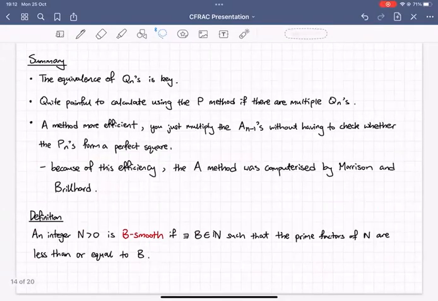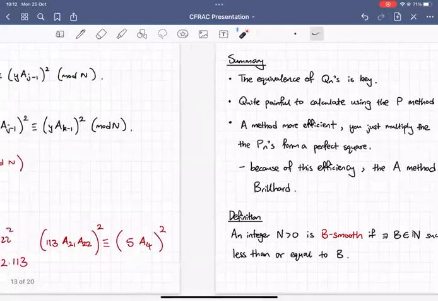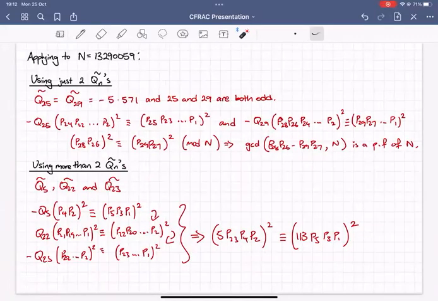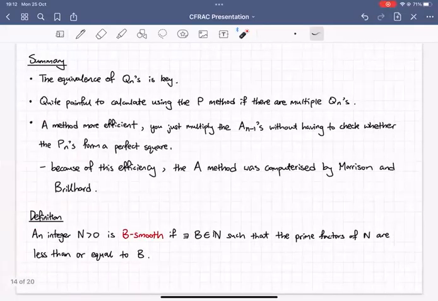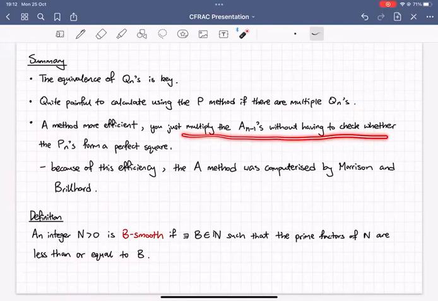So, summary, the equivalence, so that definition of them being equivalent is key. I have here something quite painful to calculate using the P method. And even if you get the congruence, you have 21 P's to calculate the product, which is quite painful. So if there are multiple QNs, I definitely suggest going on to the A method, because you can just multiply the ANs without having to check whether they form a perfect square.